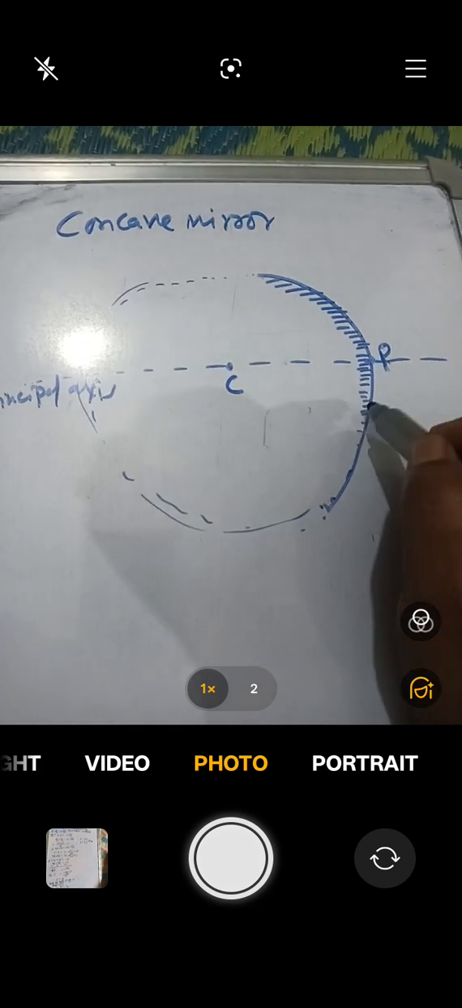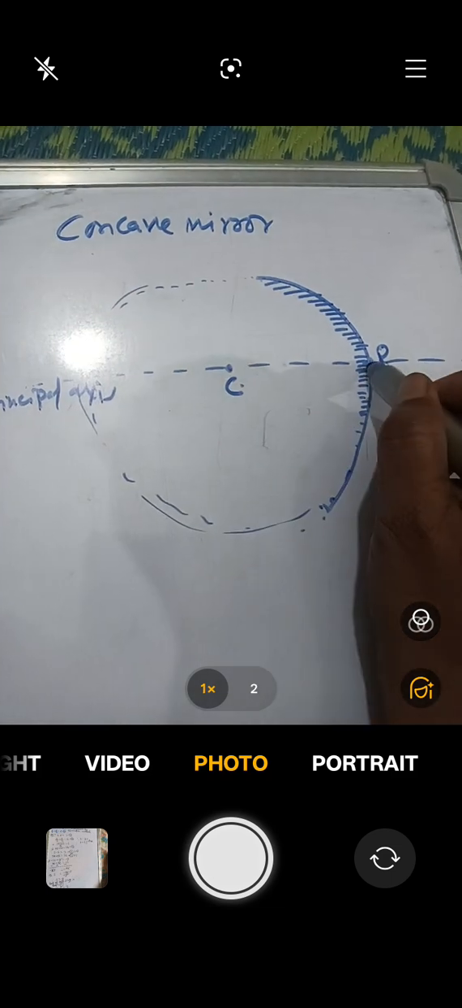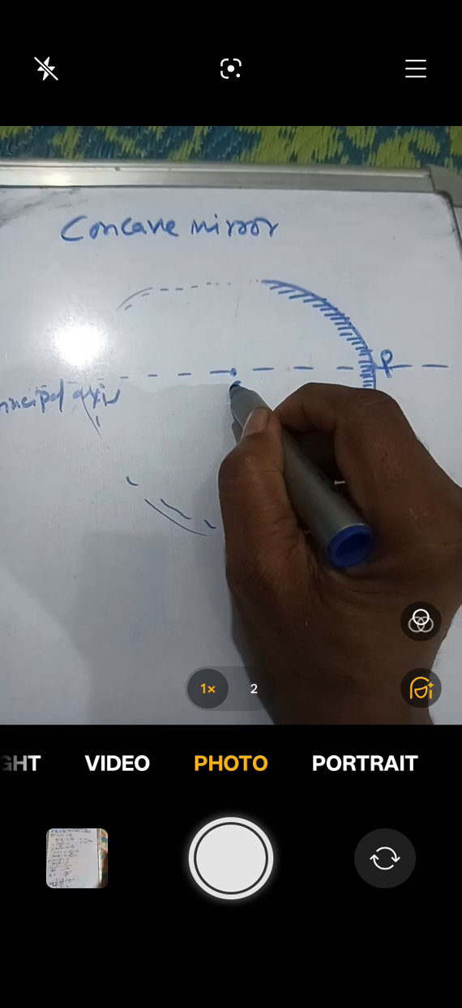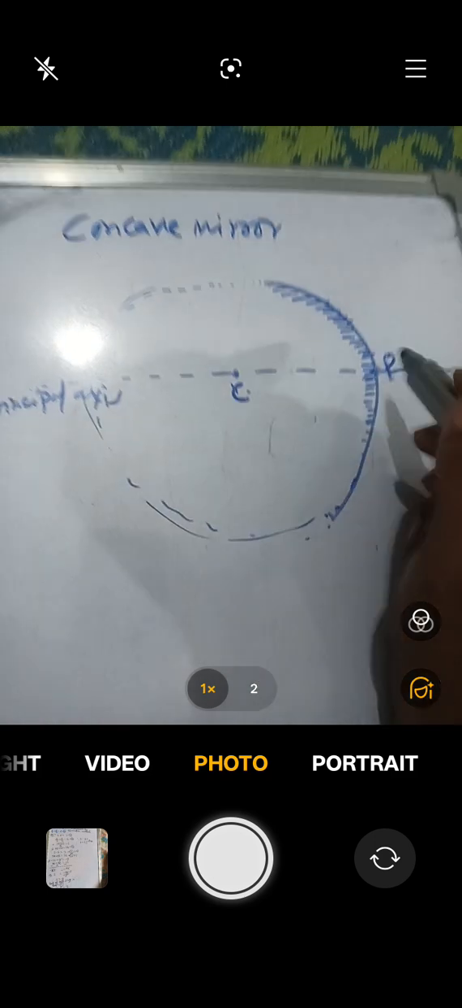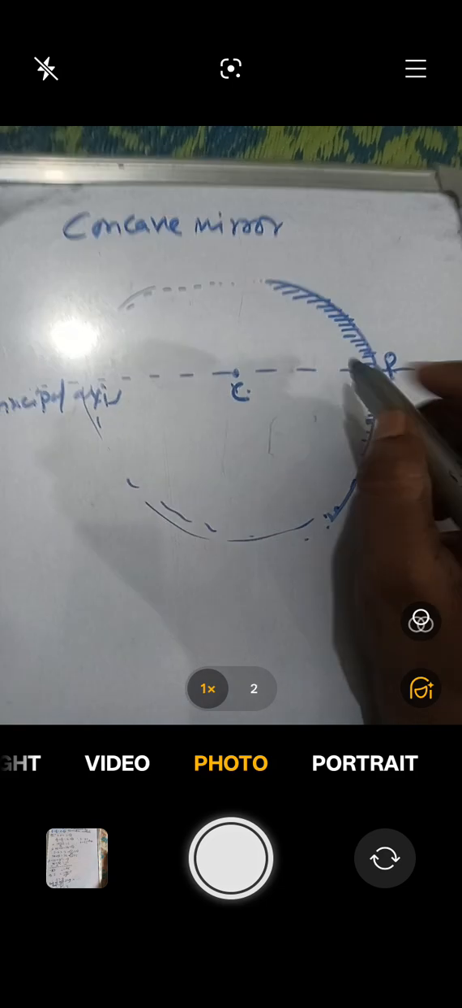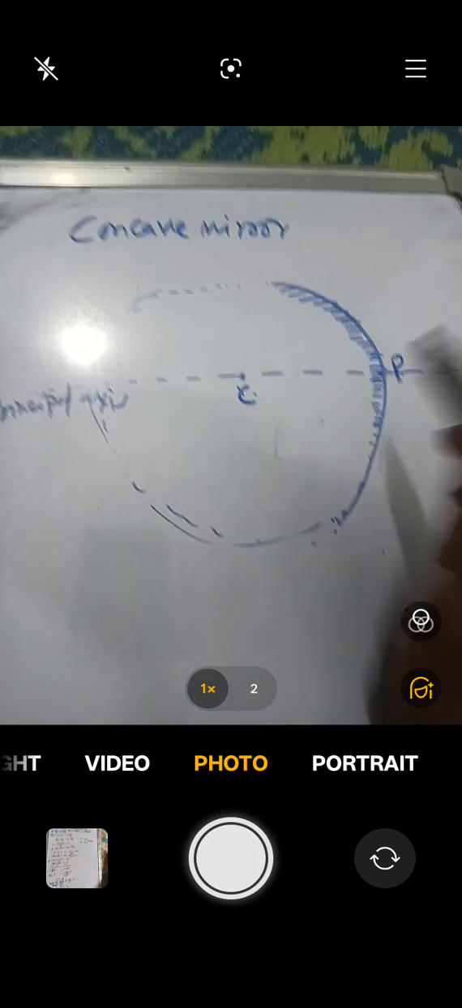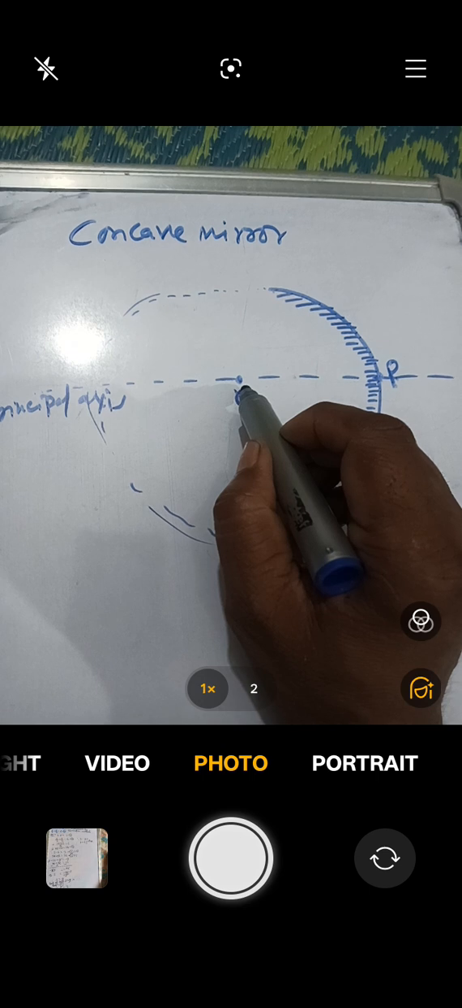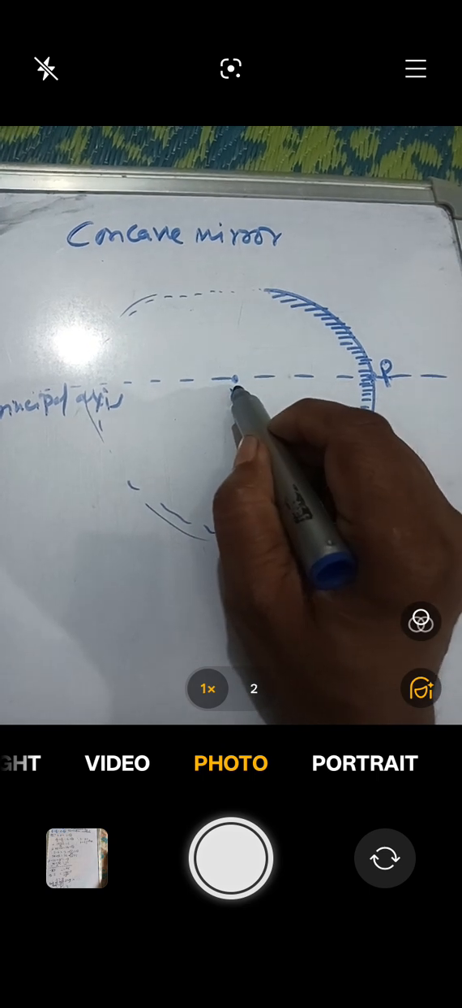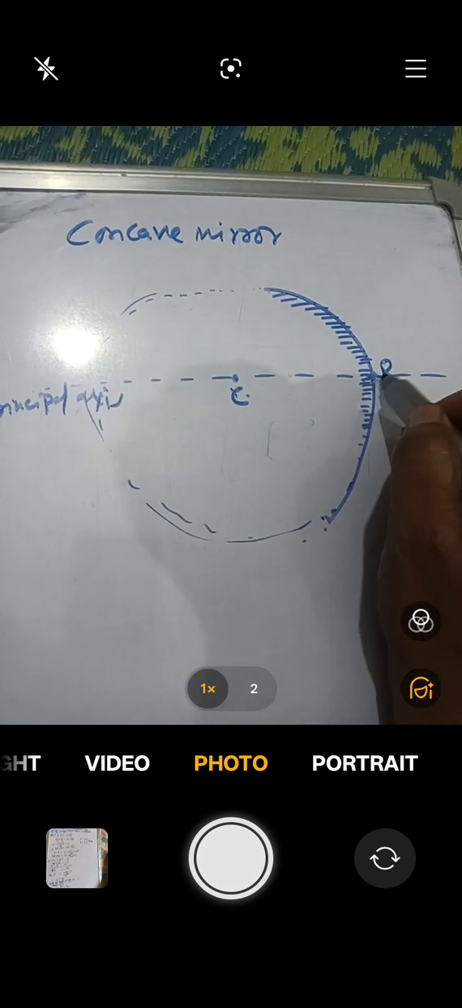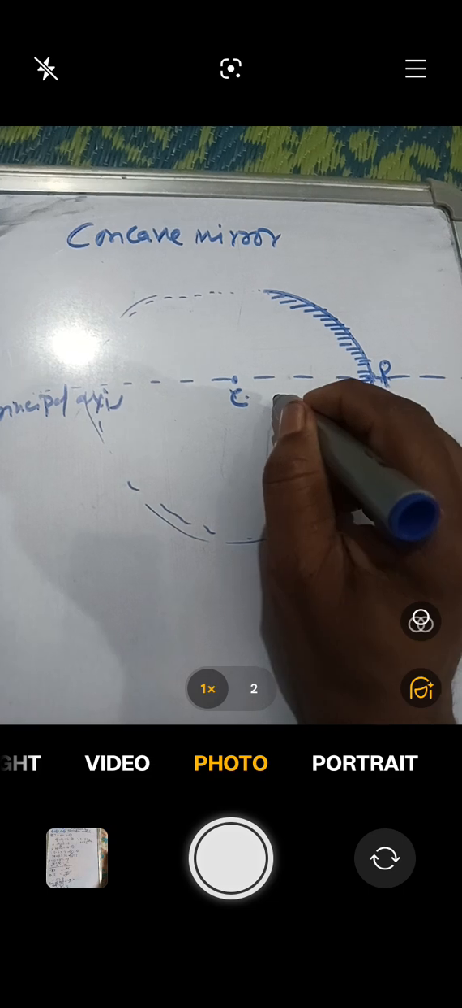In a concave mirror, the center of curvature is outside the mirror, in front of the mirror. And the distance between the center of curvature and the pole is called the focal length.